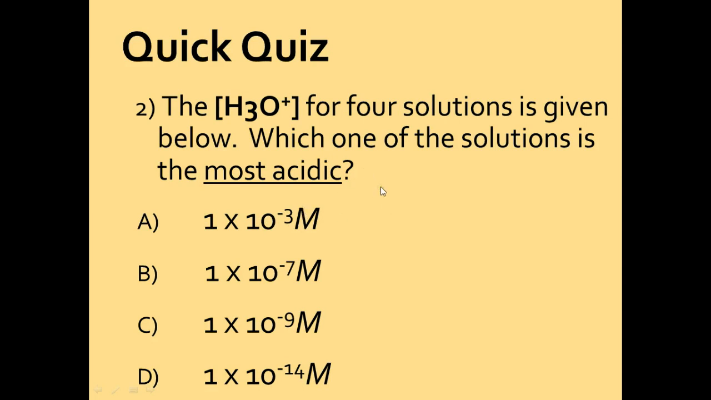But this can only be when it's the H3O concentration, and it is. So this one has a pH of 3, this one has 7, this one has 9, and 14. So which one of the following is most acidic? As most acidic is lowest pH, that will be solution A.